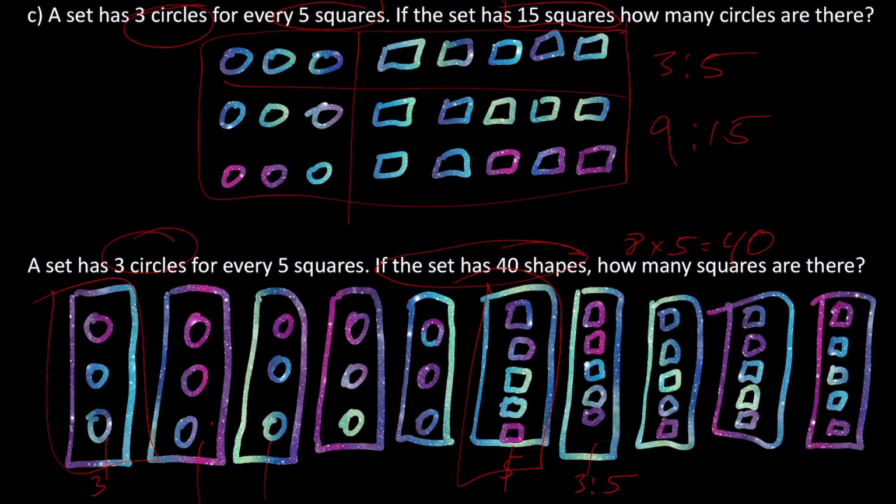16, 24, 32, and 40. So the ratio here is I have 40 shapes in total, and I want to know how many squares I have, so I have 5, 10, 15, 20, 25.